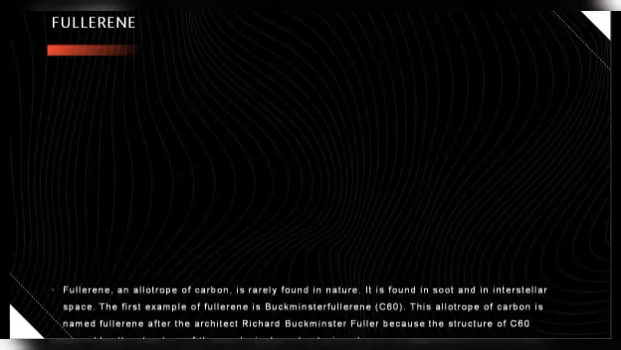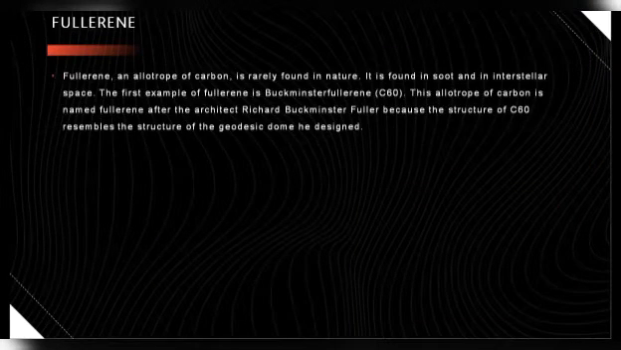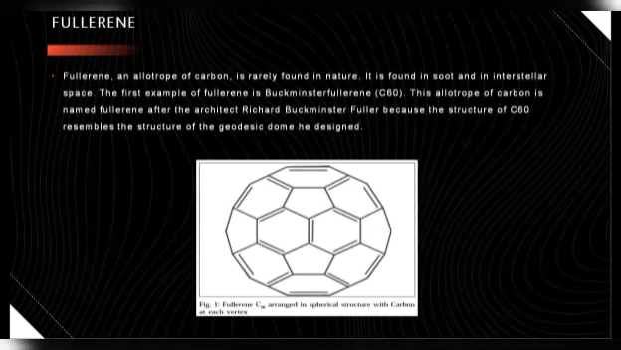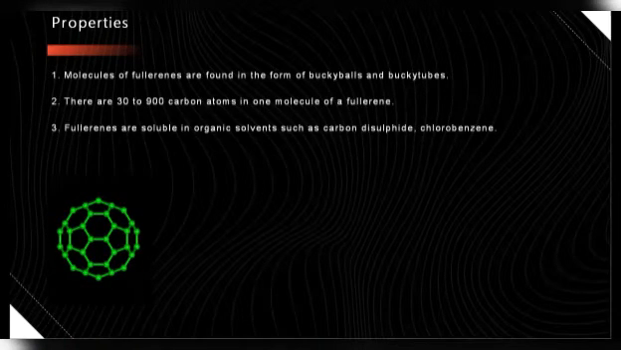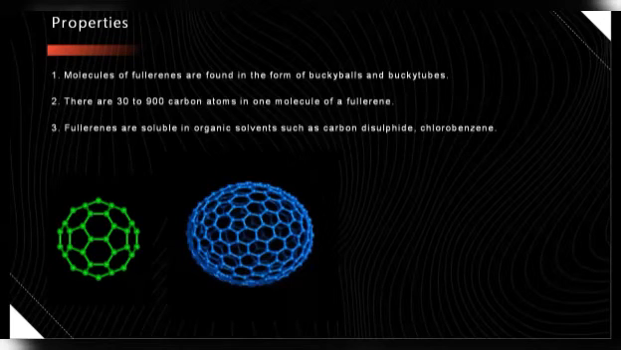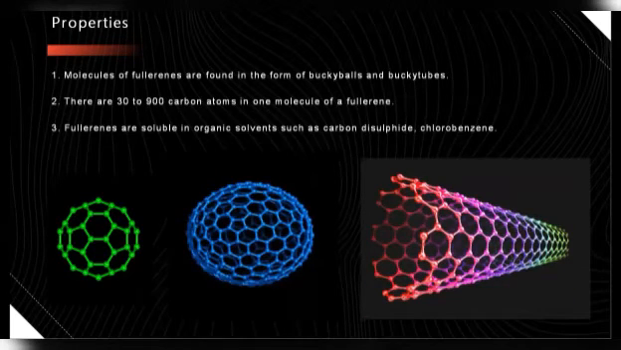The next allotrope of carbon is fullerene. Fullerene is rarely found in nature. It is found in soot and in interstellar space. The first example of fullerene is Buckminster fullerene, that is carbon 60. Let us now look at the properties of fullerene. Molecules of fullerene are found in the form of buckyballs and buckytubes. Fullerenes are soluble in organic solvents such as carbon disulfide and chlorobenzene.